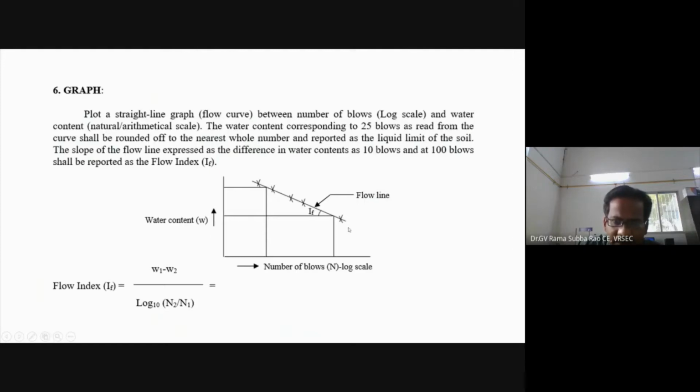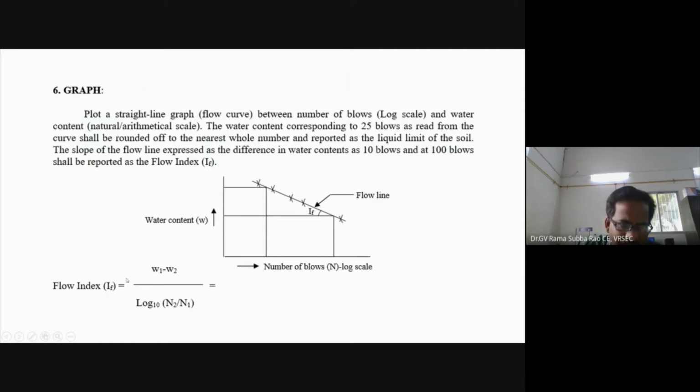Now this is the flow line, and the slope of the flow line is the flow index. So one can easily tell, this is W1, then here you see N1. Like that, here it is W2, then it will be N2. So the slope is (Y2 minus Y1) by (X2 minus X1), which is (W1 minus W2) by log10 (N2 by N1).